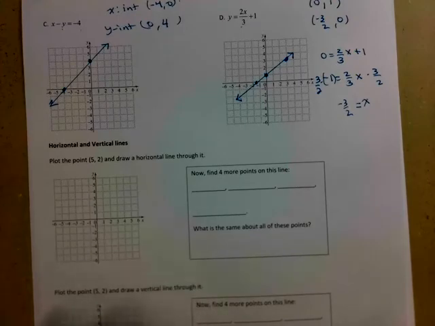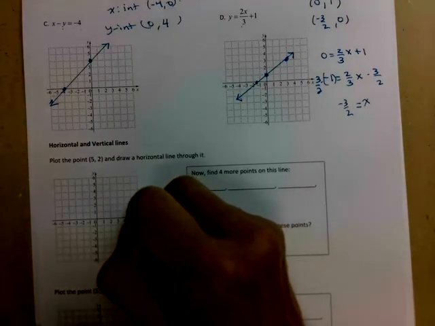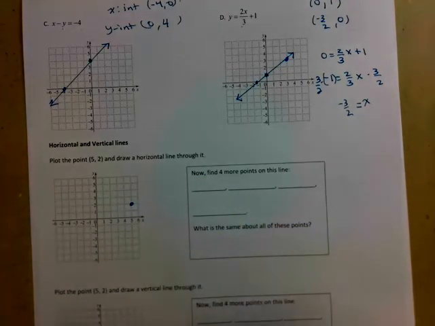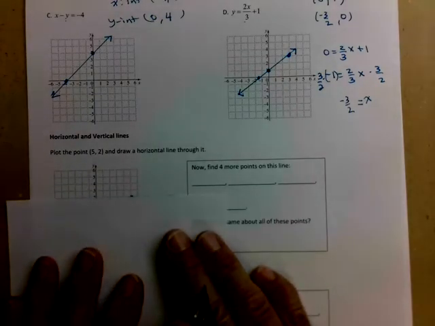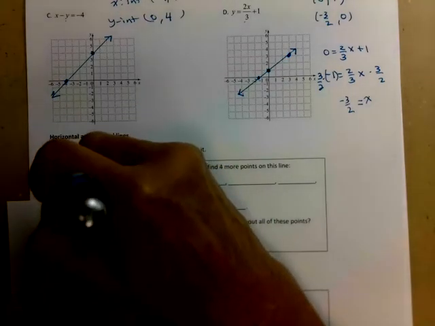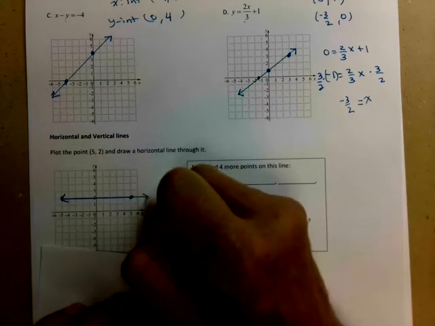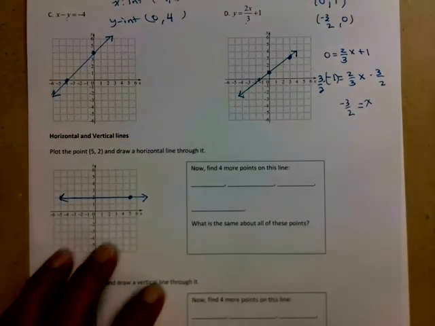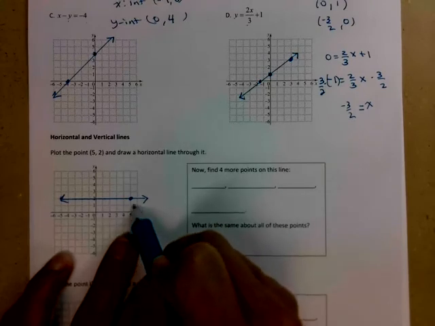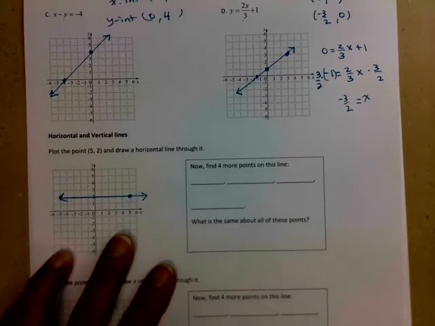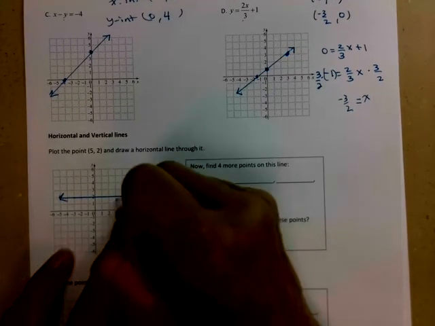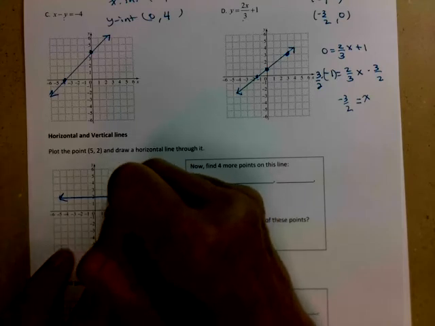So we're going to plot the point 5, 2. There's that. And then we're going to draw a horizontal line through it. So horizontal, side to side, like the horizon. Okay, now, we know 1 point, 5, 2. Can you find 4 other points on that line? And it doesn't matter what 4 you pick.